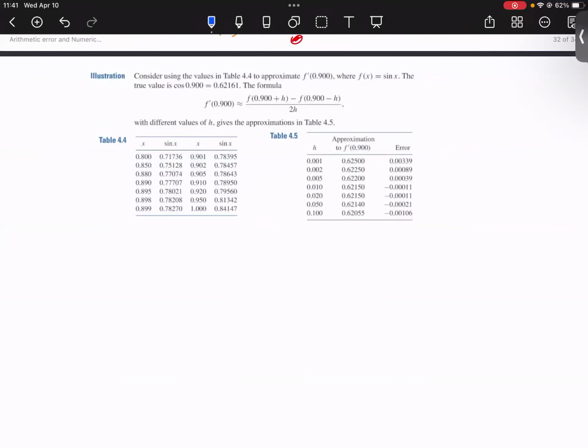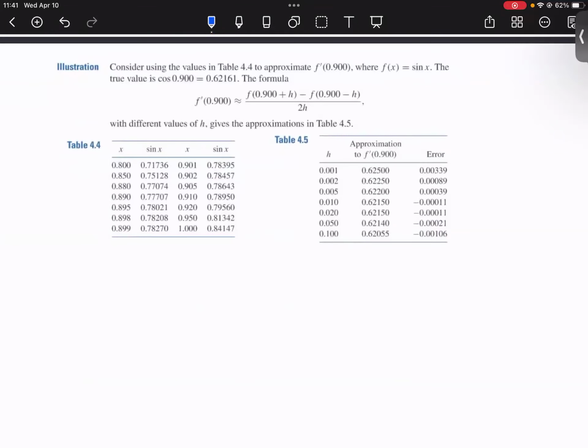We have one concrete example here. We are going to approximate the derivative at the point 0.9, the cosine function. Let's see. Consider, what's the function here? The function should be the sine function, and we are going to calculate the derivative at 0.9.